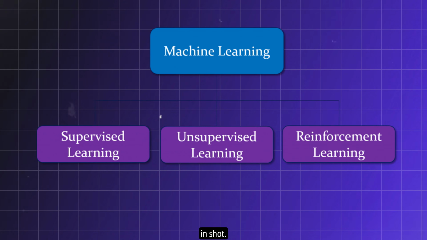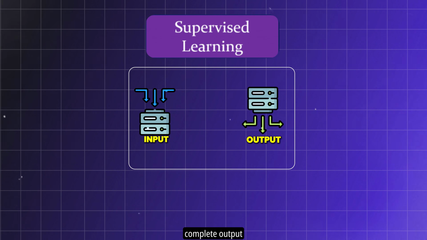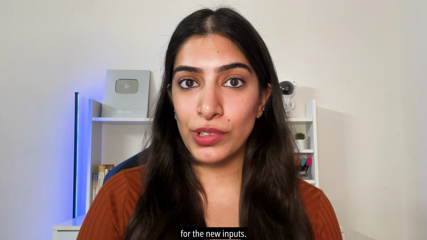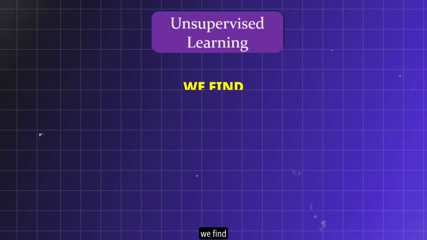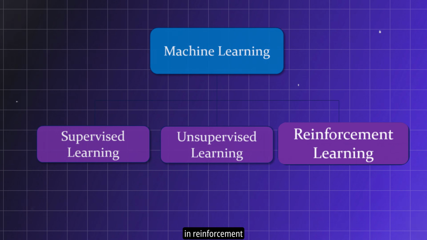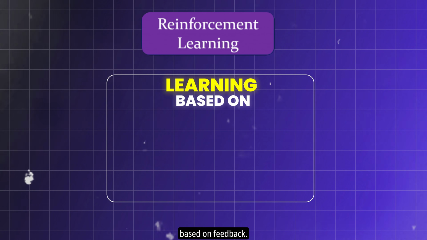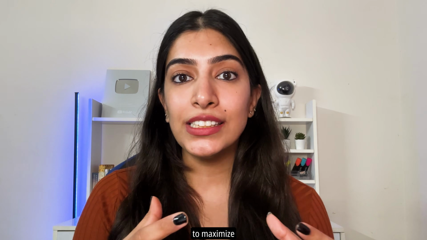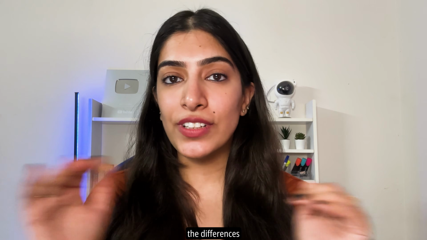feedback that you receive. Summarizing all the three categories in short, in supervised learning, we have input output and we try to find relationship between them to predict output for the new inputs. In unsupervised learning, we find similarities, patterns, groupings between the data. There is no specific output that we are looking for. In reinforcement learning, we are learning based on feedback. So it is all based on trial and error. And what is the goal? To maximize our rewards. So I hope the differences are clear. And now let's start discussing each of them in a lot more detail.